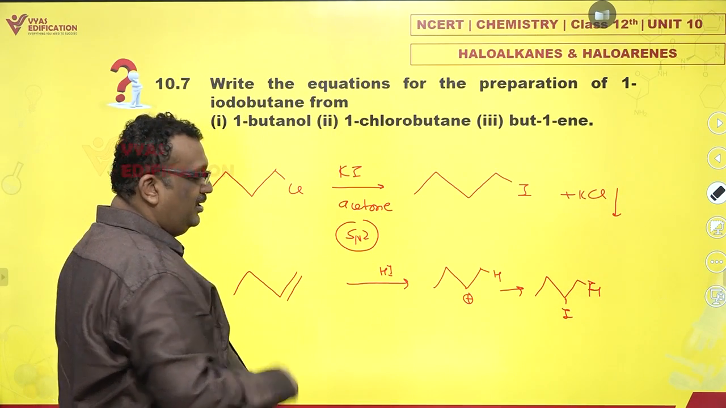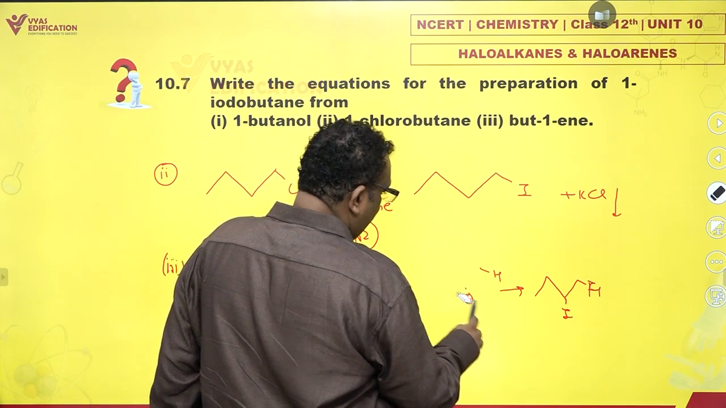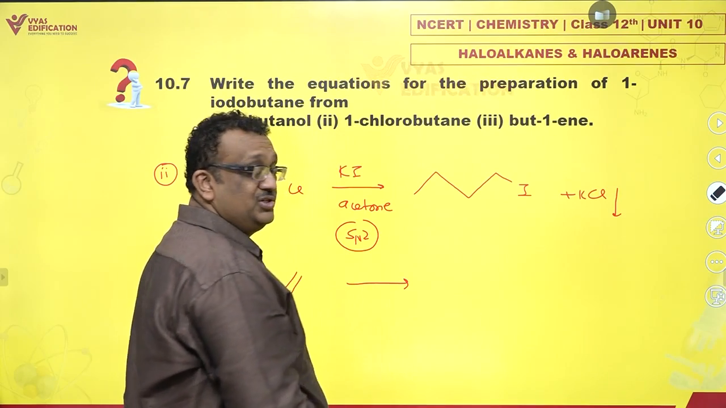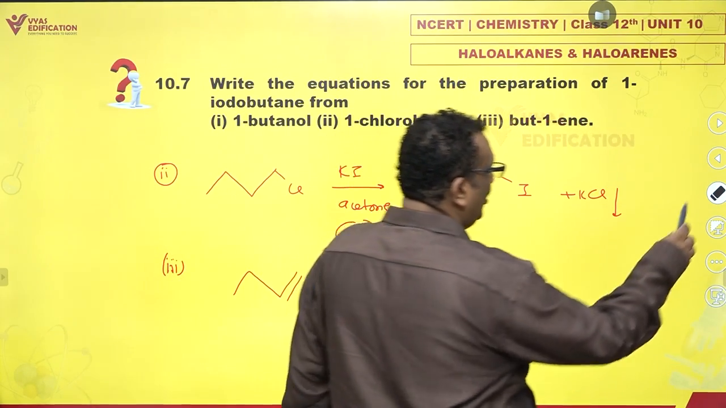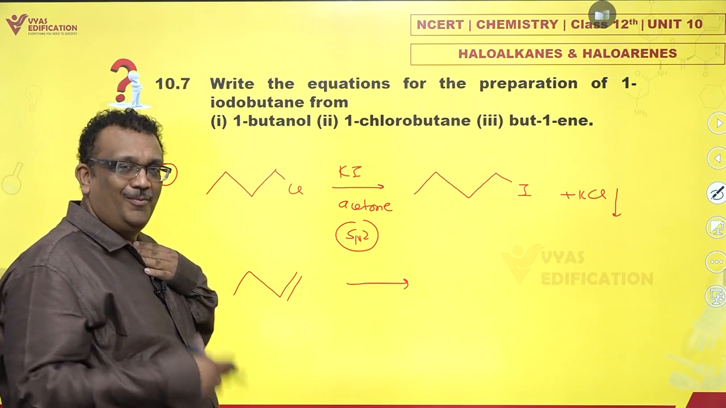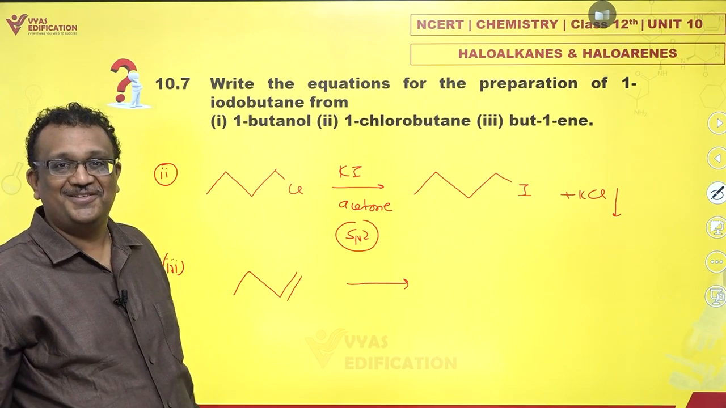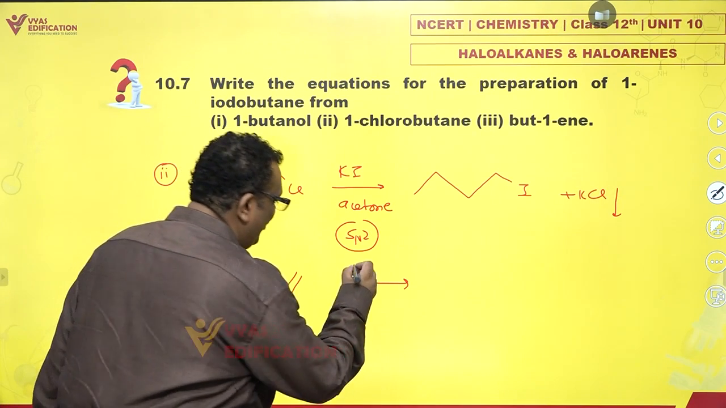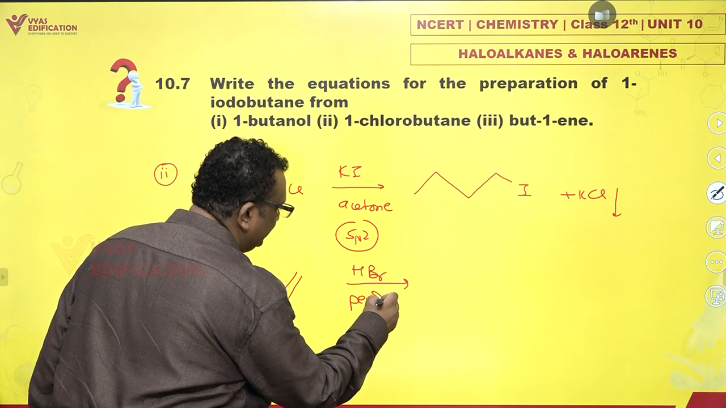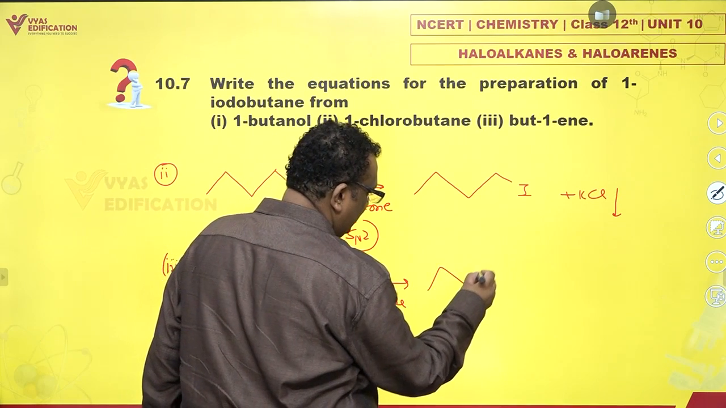Yes. So is it a good idea? It is not a good idea to add HI directly. Then what should I do? I need anti-Markovnikov addition. And for anti-Markovnikov addition, we call it the Kharasch effect; there is a scientist called Kharasch. You use first HBr and you use peroxide. So this would give you anti-Markovnikov addition.